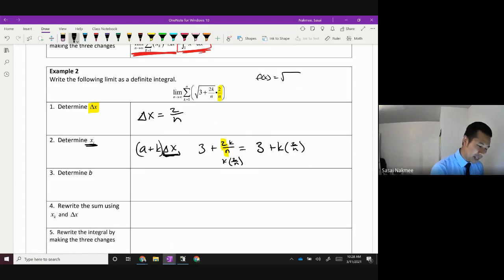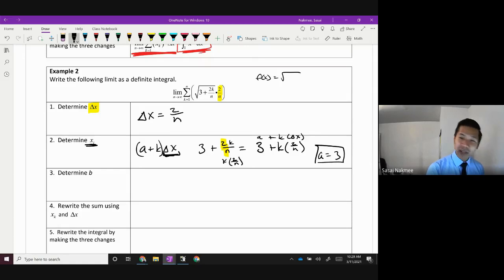2 over n. That's better. Right? So it's not distributing to the 3. It's just rewriting that k so that it's in front right there. That way, this looks like a plus k times delta x. You see it? So what's my a value, guys? What is my a value equal to in this problem? A is equal to 3.